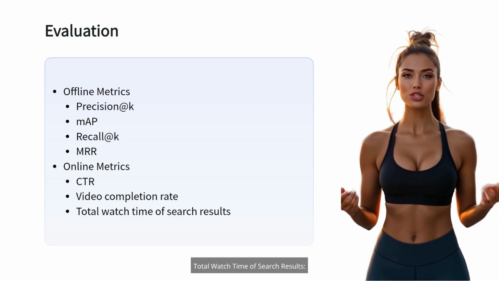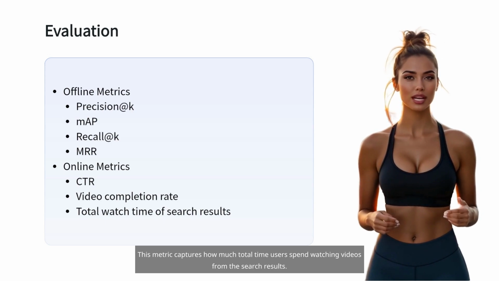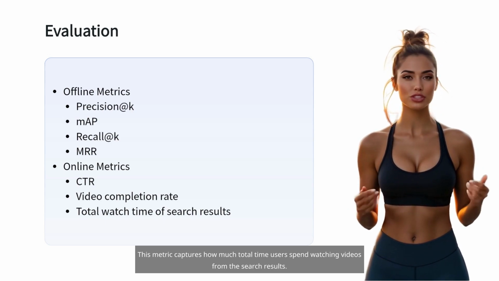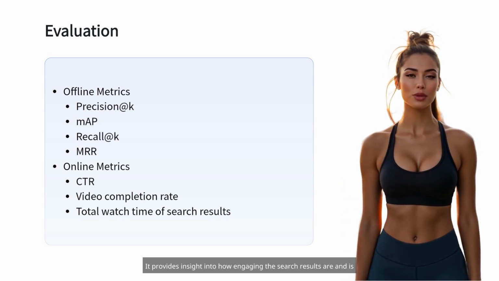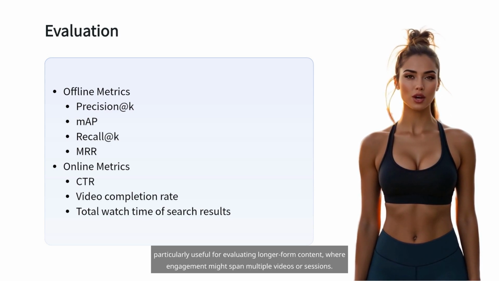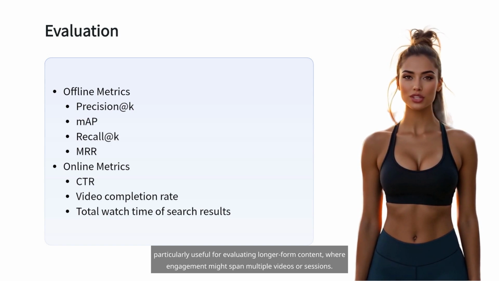Total watch time of search results. This metric captures how much total time users spend watching videos from the search results. It provides insight into how engaging the search results are and is particularly useful for evaluating longer-form content, where engagement might span multiple videos or sessions.